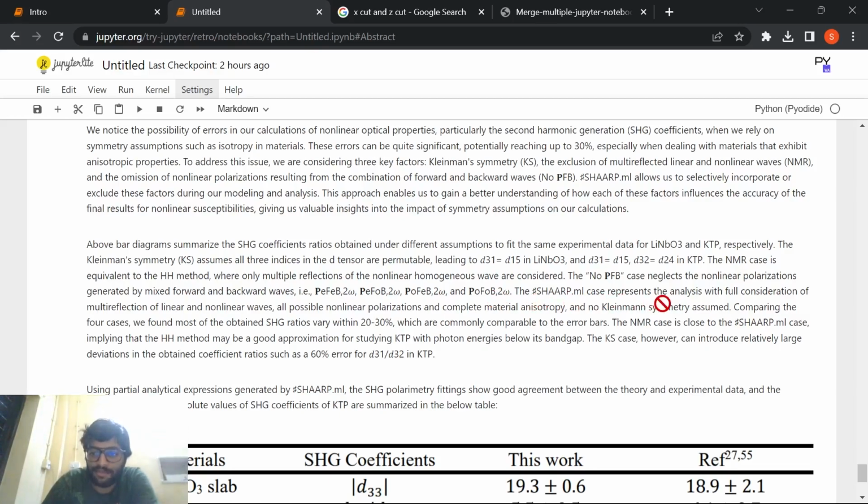The sharp rotatable case represents the analysis with full consideration of multi-reflection of linear and nonlinear waves, all possible nonlinear polarizations, and complete material anisotropy, with no Kleinman symmetry assumed.